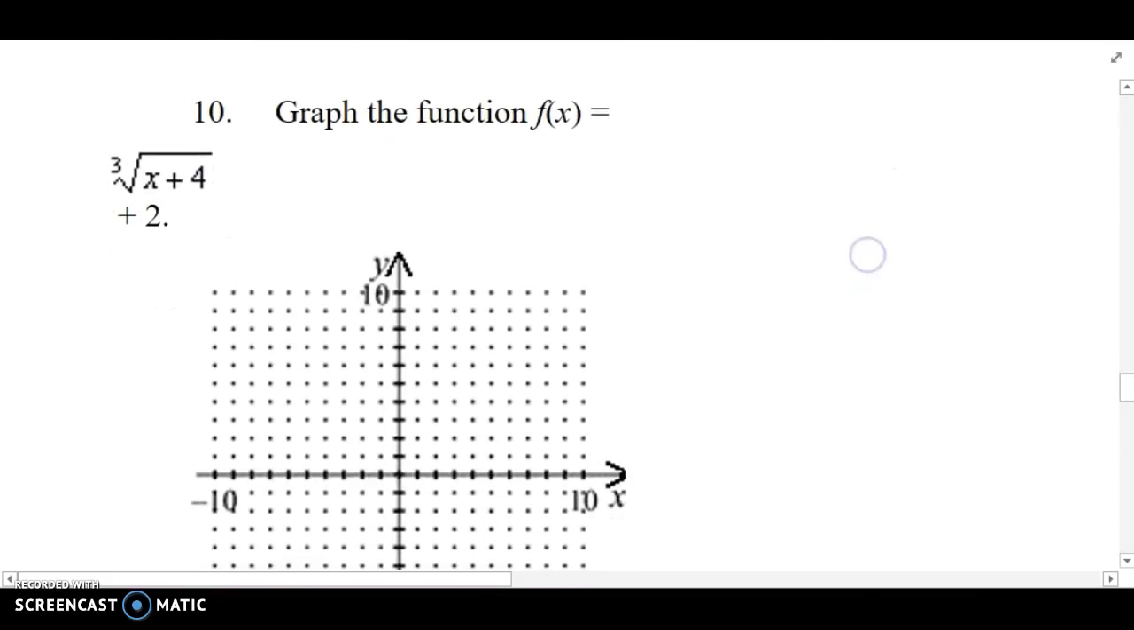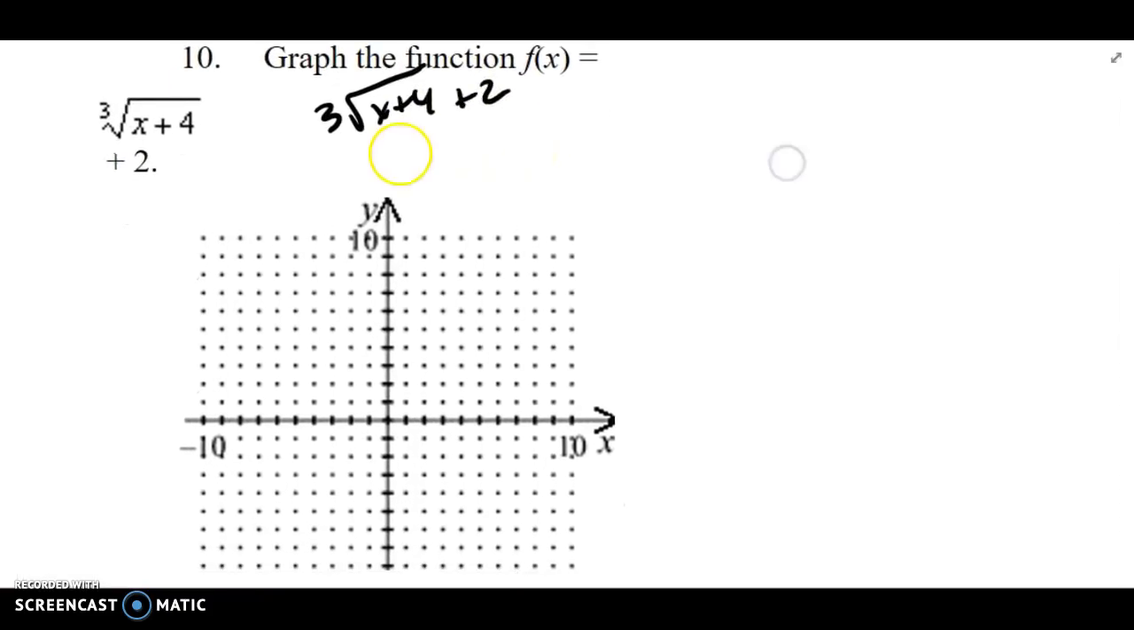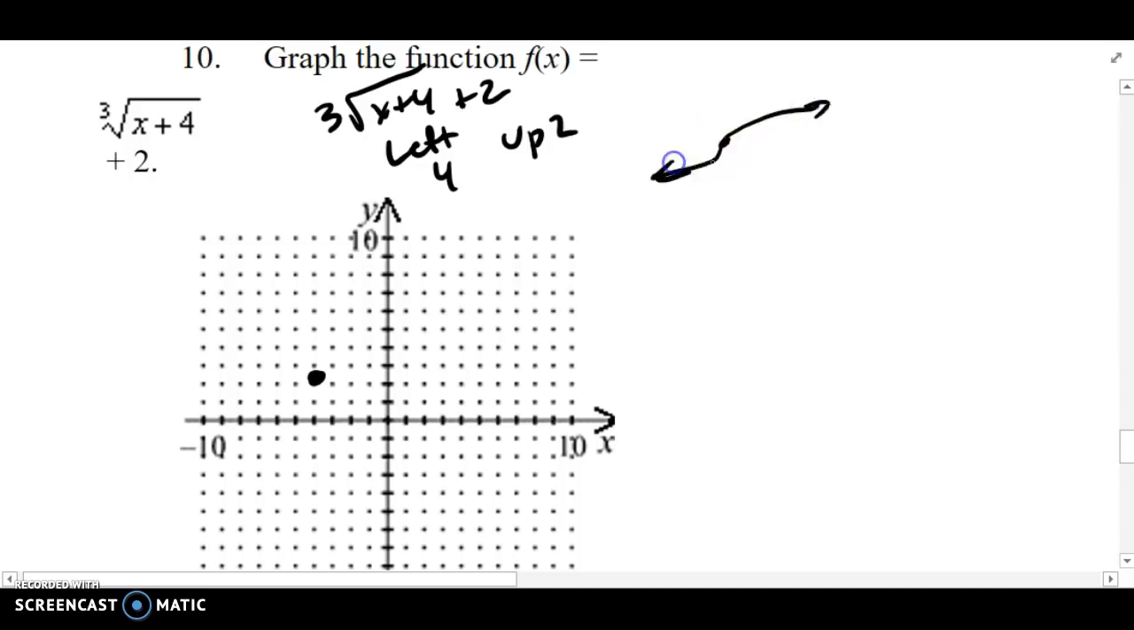10, we're going to graph this function. It has a +2 on the end, so don't get confused here. It's a little misshapen when I pasted this stuff in. So this is going to be left 4, and this is going to be up 2. So we're going to go left 4, 1, 2, 3, 4, up 2. Okay, now this is a third root, which means it's going to go up and down. So when I draw this, I'm going to go up and down.